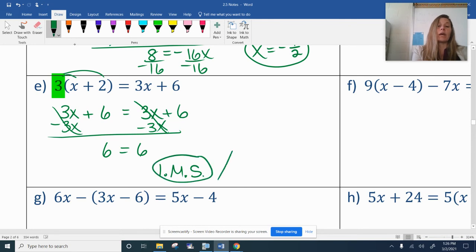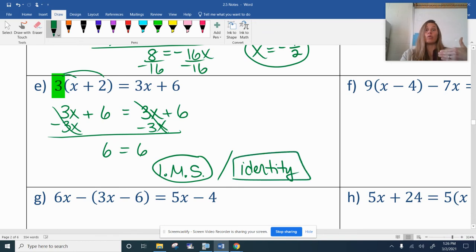It's also sometimes known as an identity problem, and I always think of that as like your identity is who you are. So if you look in the mirror, you see your identity. Same thing here, 3x plus 6, looked on the other side of the equal sign, saw 3x plus 6.